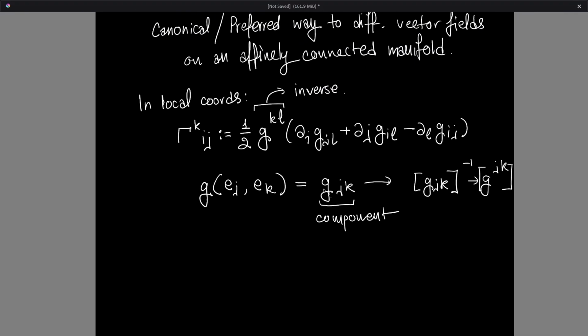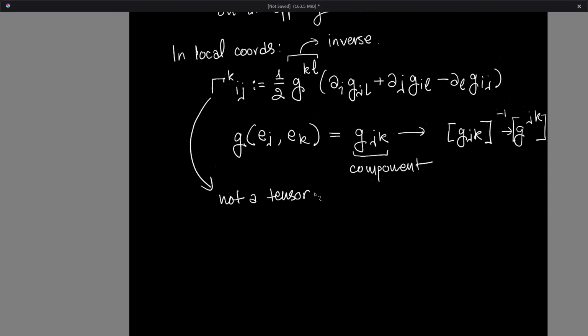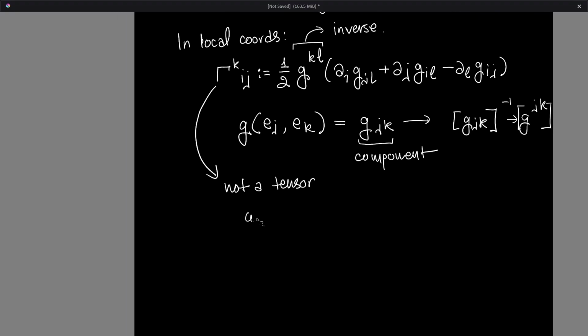Anyway, this is a pretty famous formula, so I wanted to include it. And so the main thing to remember is that this is not a tensor. This has exactly to do with the fact that omega, the connection form that we looked at, omega alpha beta, was also not a tensor.